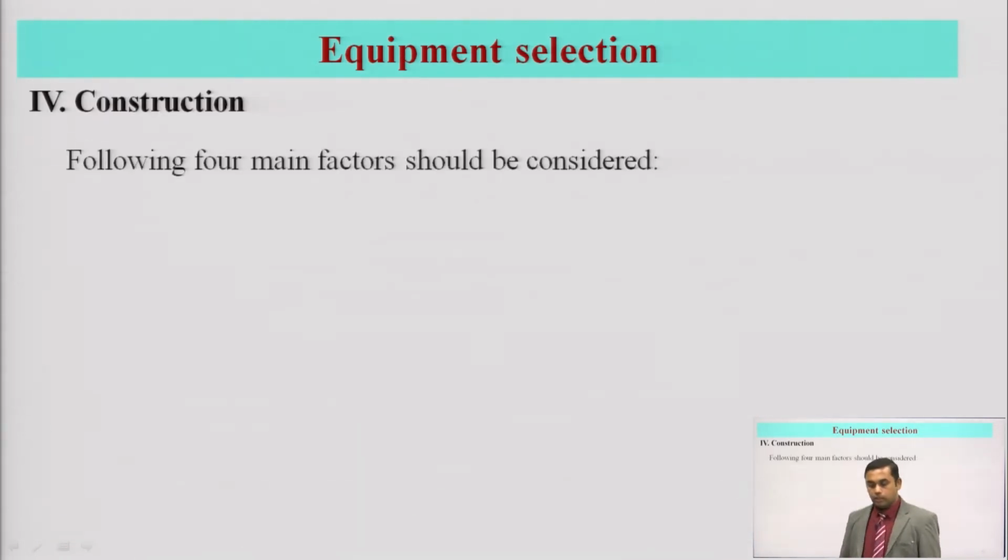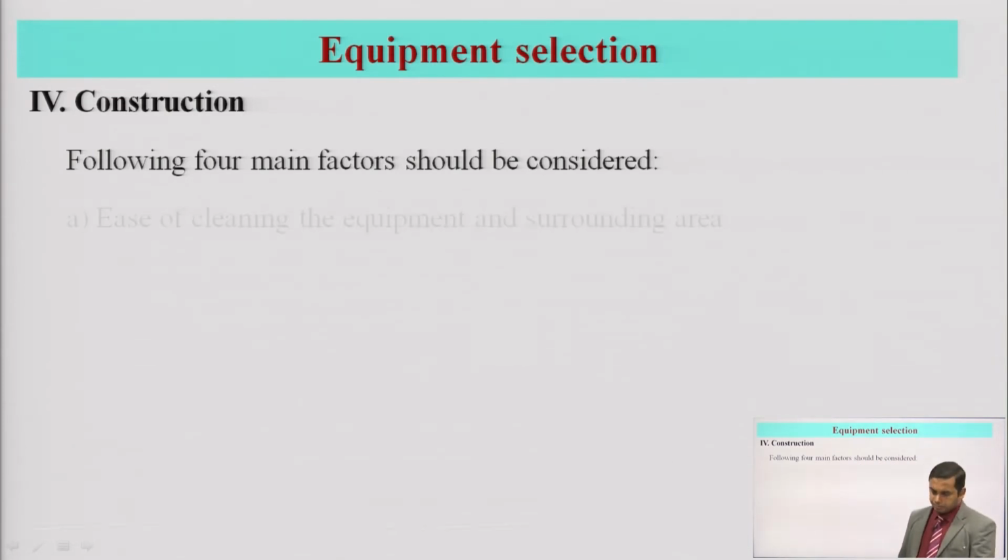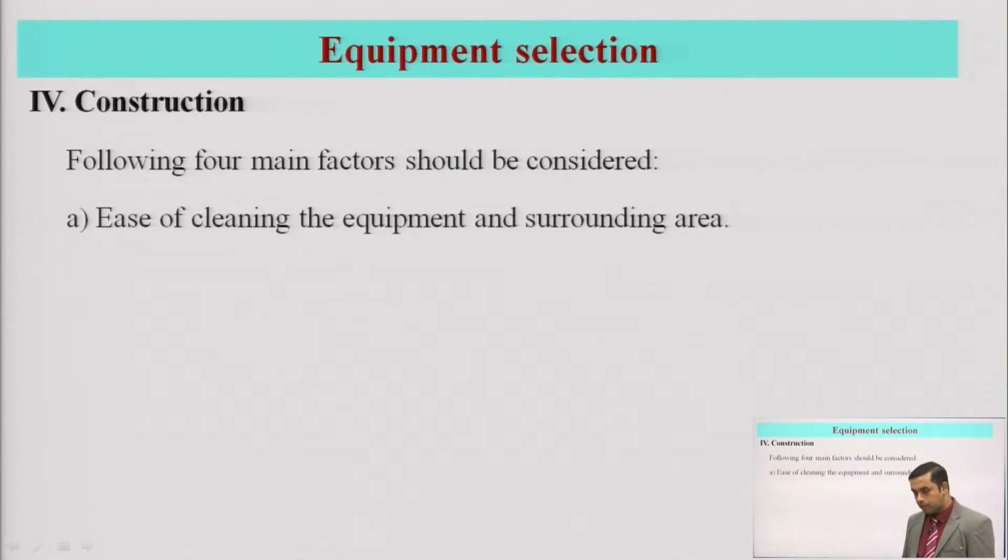Then construction: what are the construction related points? These are a few points related to construction. First, the ease of cleaning of the equipment, the storage area and its surrounding area. Ease of cleaning: you see, if you produce some tablet, capsule or other things, after completing your batch, if you are not able to clean it, then there are chances the residues will remain on this particular equipment.